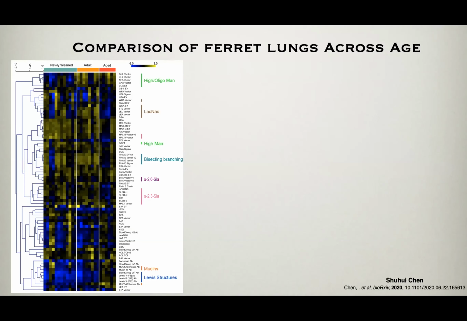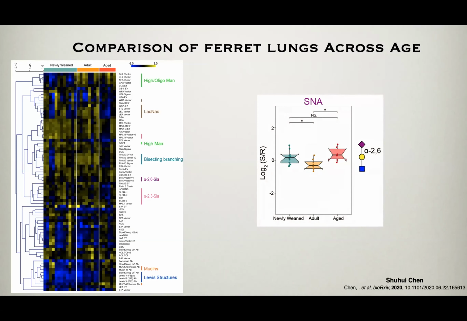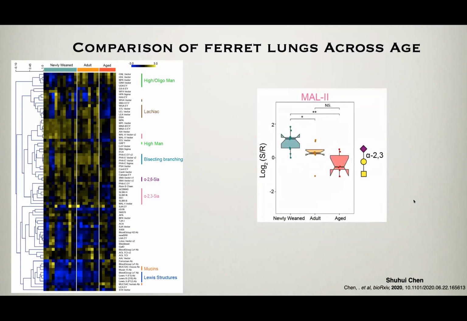If you look at the ferret lungs across age, you do see distinct differences. The first thing I will note is that there's a difference in 2,6-sialic acid in the lungs of ferrets. Newly weaned and aged ferrets have slightly higher levels of 2,6-sialic acid than adult ferrets do. Whether that has an importance in terms of levels of infection, we don't really know, but there is a difference in the sialic acids in the ferret lung with age. We also see that, interestingly, 2,3-sialic acid goes down with age in the ferret lung. So we see a loss from newly weaned to adult, and even less of it in aged.